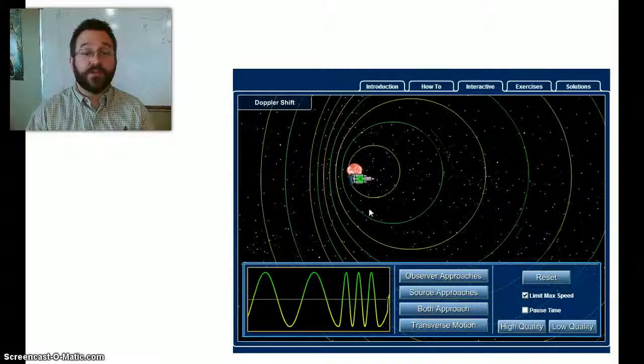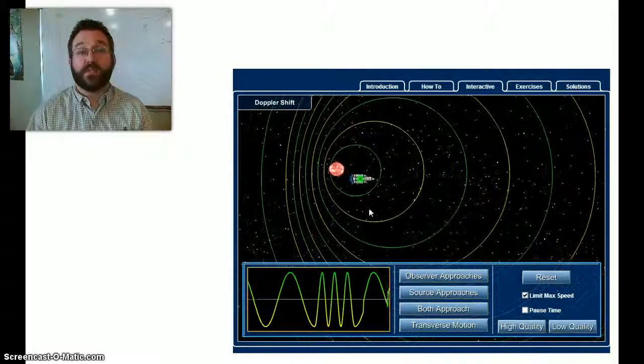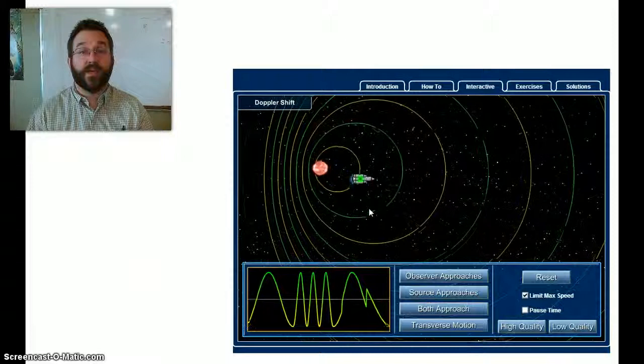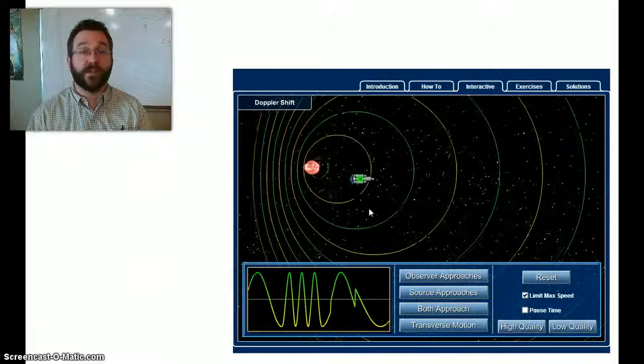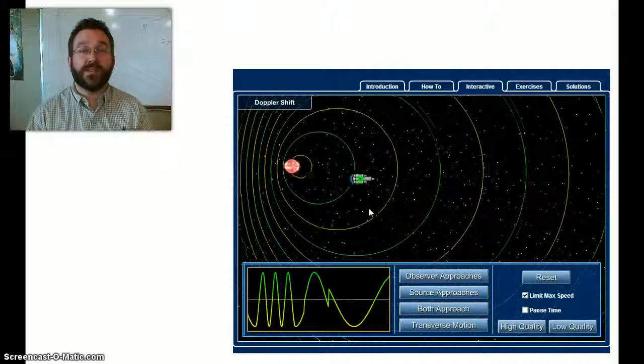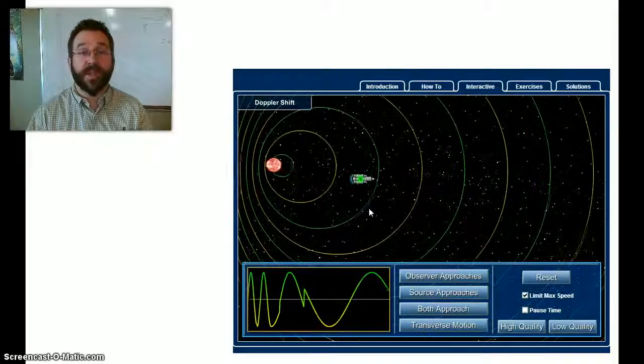That redward change is called a redshift, and it's one of our big indicators that we have that the universe is expanding. If we look at the stars that are out there and we compare the frequencies of light being given off from those stars to what we expect from hydrogen and helium, then we'll find that the frequencies are a little more red than they should be. Some of our big proof that the universe is expanding.